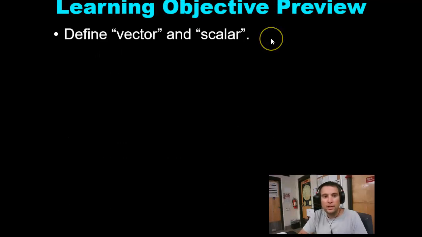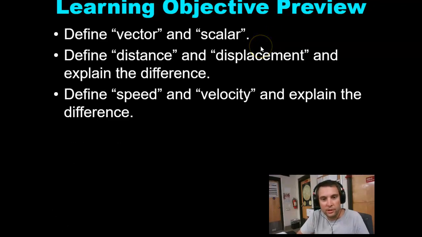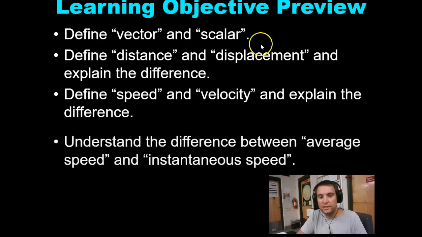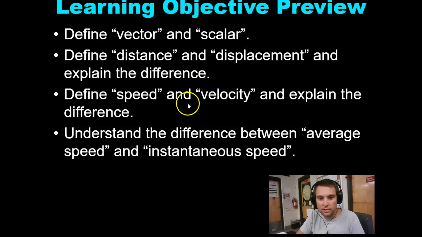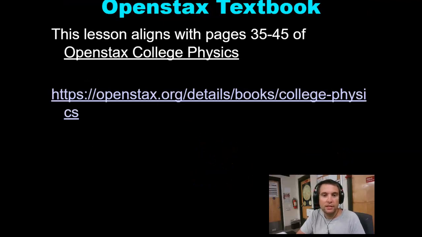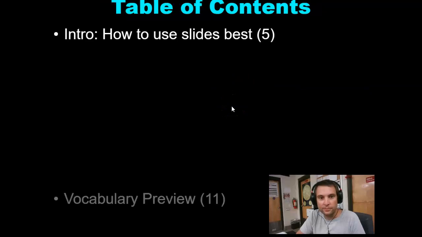Okay, so our objectives for this first video: we're going to define vector, scalar, distance, displacement, and the difference between those, speed, velocity, and the difference between those two. I thought they were the same thing. Understand the difference between average speed and instantaneous speed. If you want further reading, you can go to this website. It's the OpenStax College Physics book. You'll see that on my website or a link to it. You can read pages 35 through 45 to go along with this if you want further.